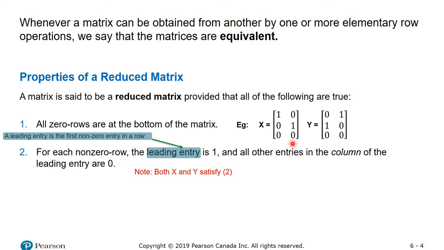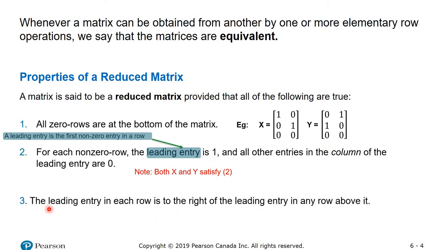Right, so in the above example, we notice that both X and Y satisfy condition 2. So let's look closely at matrix X. Why does it satisfy condition 2? In row 1, the first non-zero entry is 1, and we notice that all entries above and below this 1 in column 2 are indeed 0. In row 2, the first non-zero entry is also 1, and all entries above 1 and below 1 are once again 0. So matrix X satisfies condition 2.